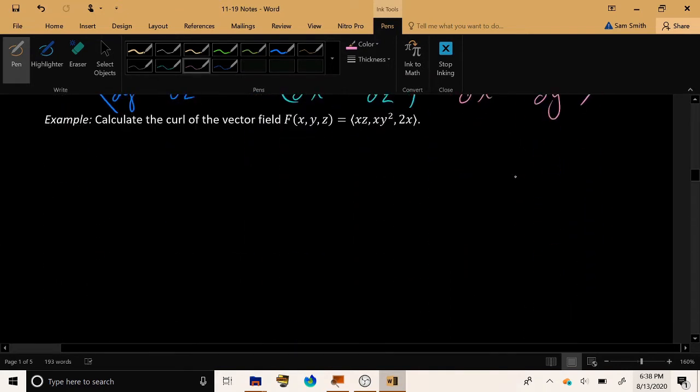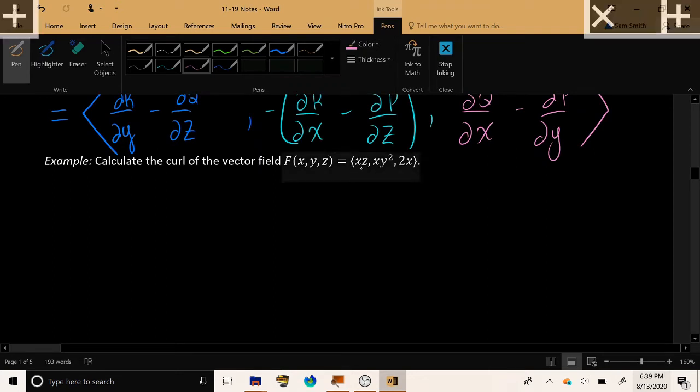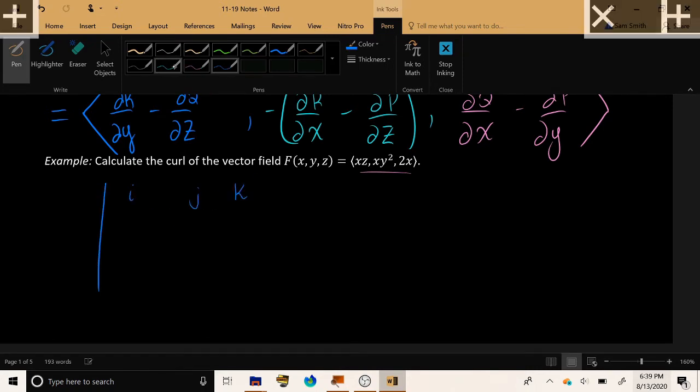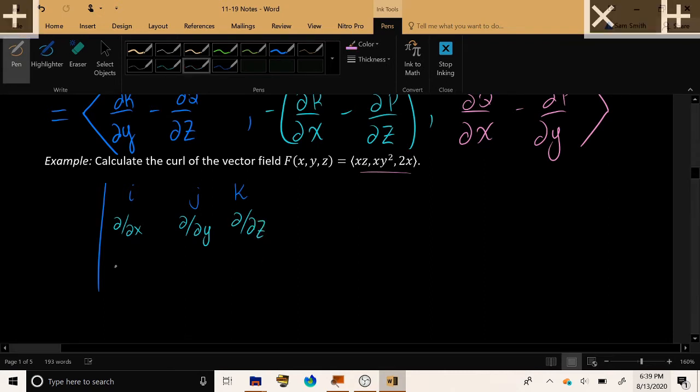Alright, so as an exercise, let's calculate the curl of the vector field given by xz, xy squared, and 2x here. So let's go ahead and calculate what we would get if we had i, j, k, if we had partial x, partial y, partial z, and then we had x times z, xy squared, 2x, and we took the determinant of that matrix.